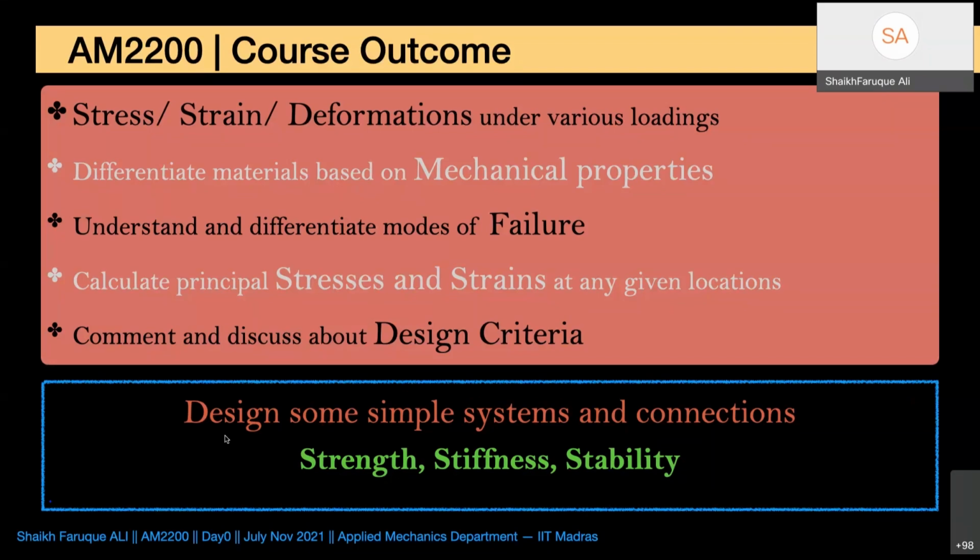And then calculate principal stresses and strain. Stresses and strain are direction dependent. So in which direction it will be more, and in which direction it will be less, is what you have to understand through this course. And then design criteria. What should be the design criteria?